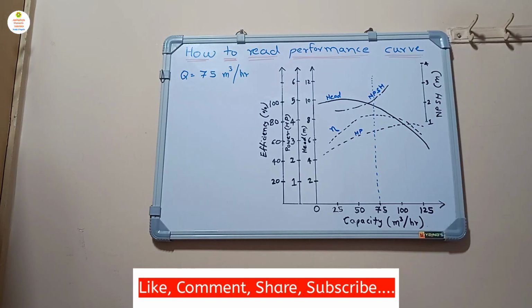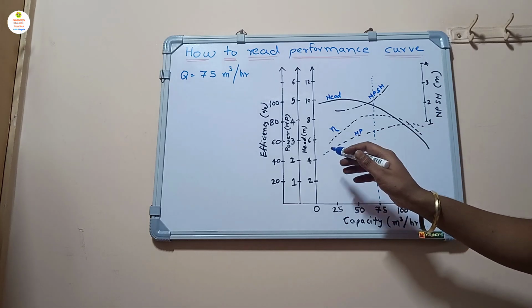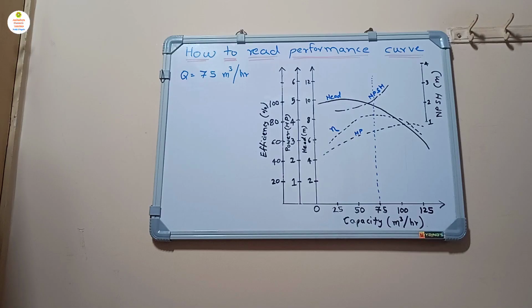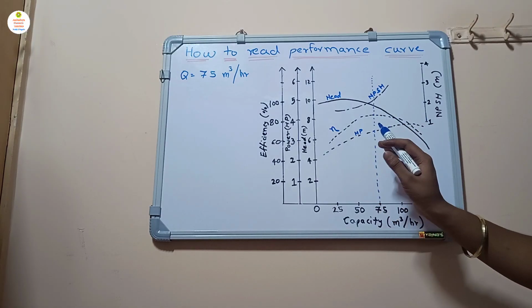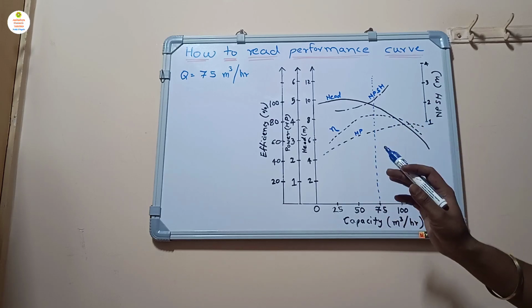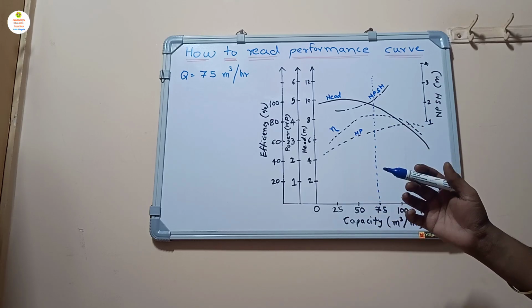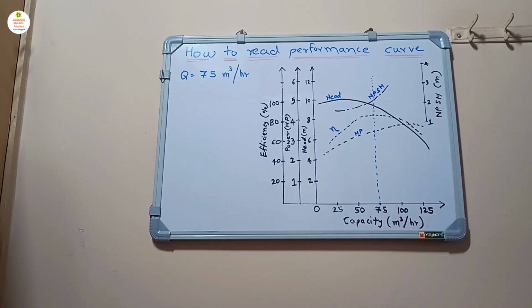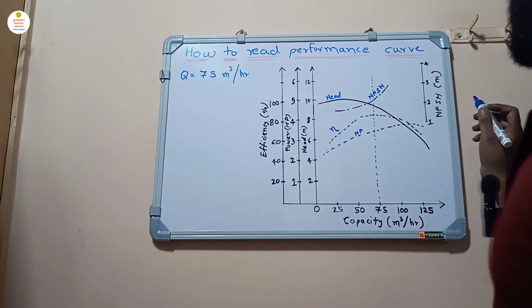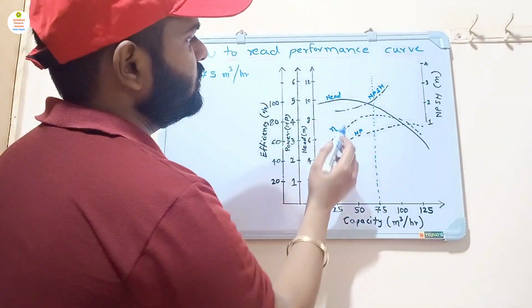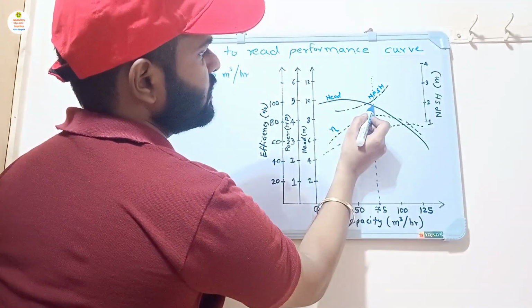This line is breaking down the power curve, efficiency curve, head curve, and NPSH curve, as you can see here. The corresponding values of those curves we will see, and from that we will get the values of the head, power, efficiency, and NPSH. So here, this straight line has broken down the head here, as you can see.